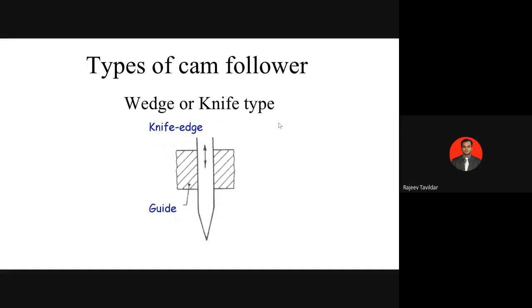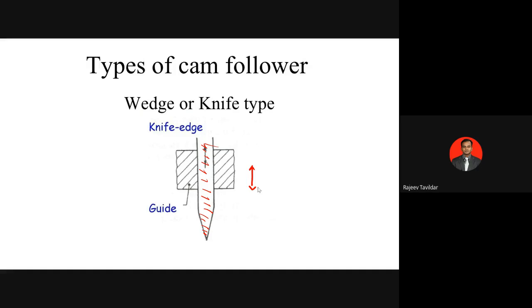As I can see the diagram here, the one which I'm highlighting is nothing but the knife edge follower. So this is the knife edge follower, which is placed inside the guide base. And as the cam rotates, this particular follower is going to reciprocate in the vertical direction.